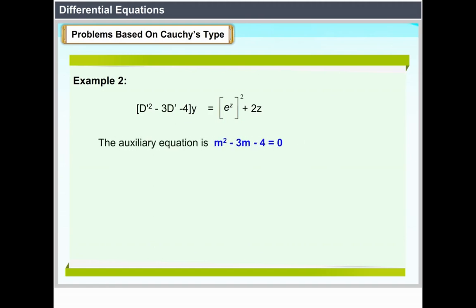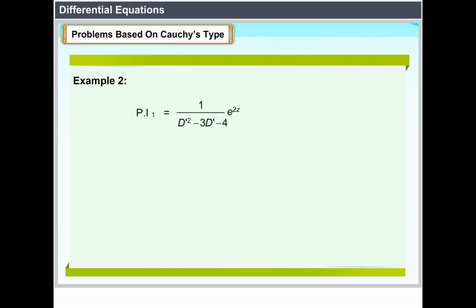D dash square minus 3D dash minus 4 into y equal to (e power z) the whole square plus 2z. The auxiliary equation is m square minus 3m minus 4 equal to 0. (m minus 4) into (m plus 1) equal to 0. We are getting m equal to 4, minus 1. The complementary function is CF equal to a into e power minus z plus b into e power 4z, equal to a into x power minus 1 plus b into x power 4.